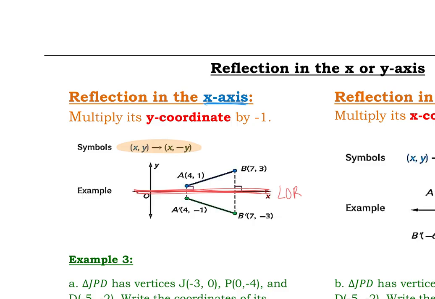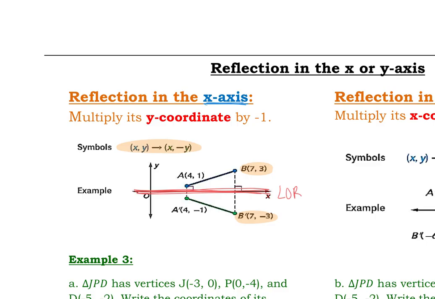Okay, so we'll see here for point B. B was originally located at 7 comma 3. So B prime is going to be located at 7 comma negative 3, right? So not a whole lot of math or counting and stuff involved. We just need to know the rule. Oh, the 3 is just going to change to a negative 3. Everything else stays the same. And we'll do that with all of our points when we know we're reflecting over the x-axis.